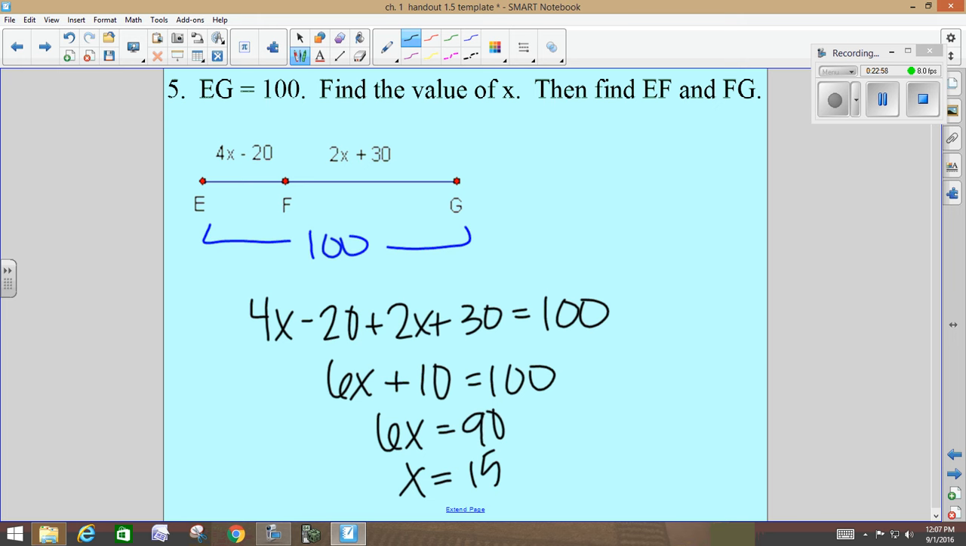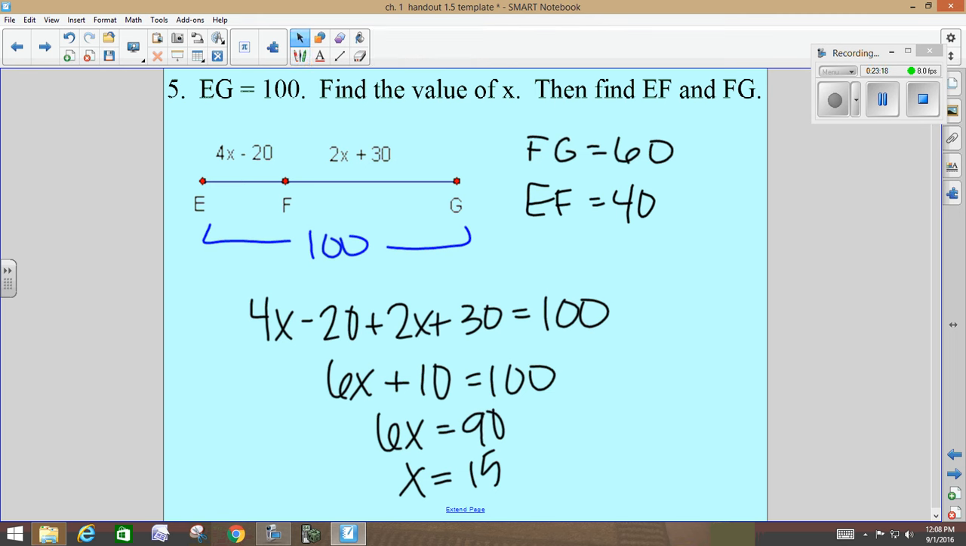Okay, what should I do to find EF and FG? Okay, what's 2 times 15? Plus another 30. So FG equals 60. Riley, if the whole line is 100 and this is 60, how much is over here? Good. You should still get 40 if you plug it into x too, but that's just another way to find the rest of your segment.